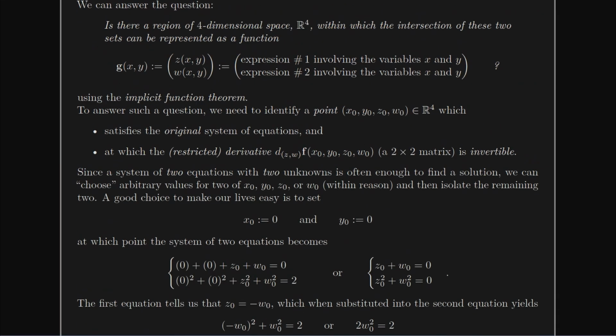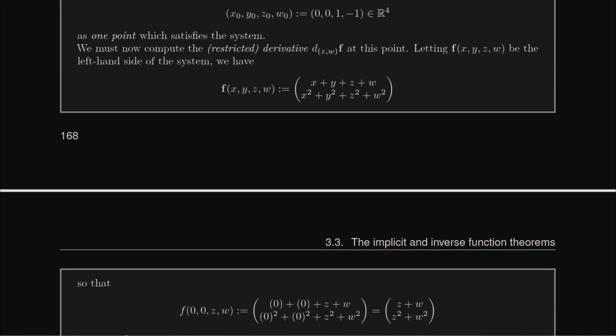To answer our question, though, we just need one. We just need to find any point which satisfies the original system. And then now we will have to go through this extra bit of work to see if this restricted derivative as a 2 by 2 matrix is invertible at that point. So to do that, we'll have to go ahead and compute the restricted derivative of our function.